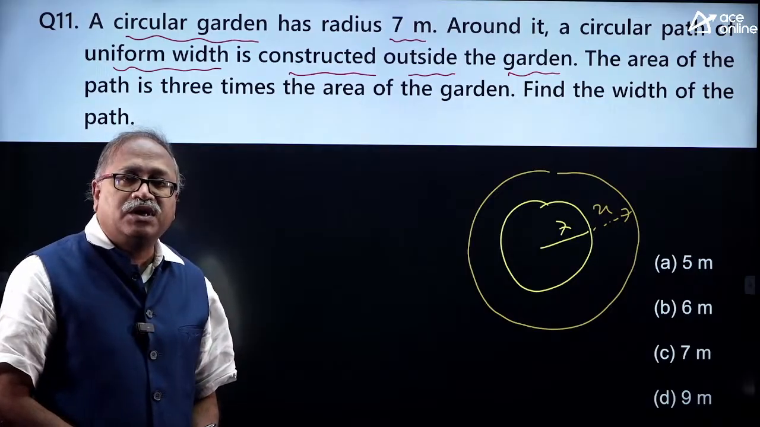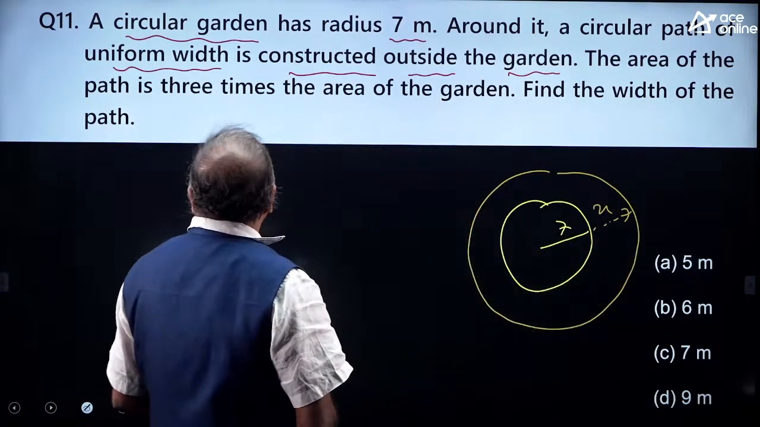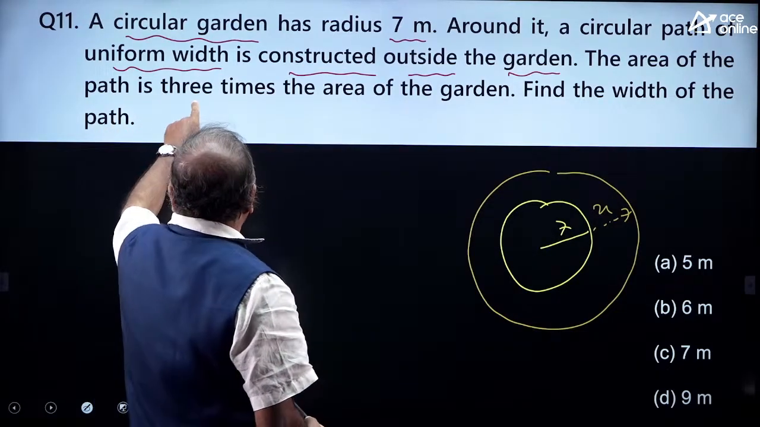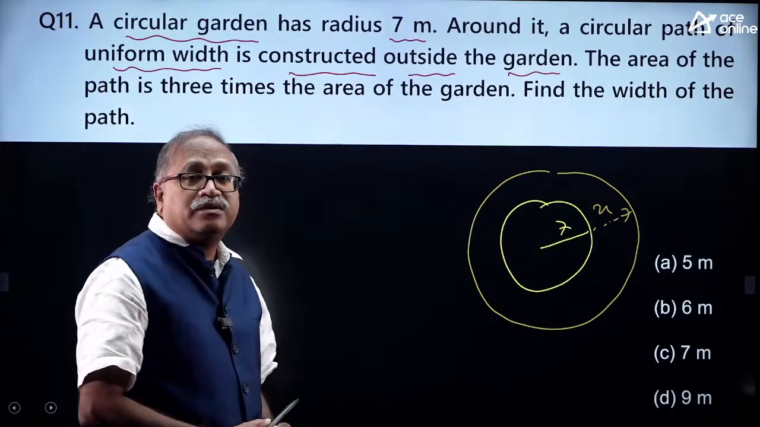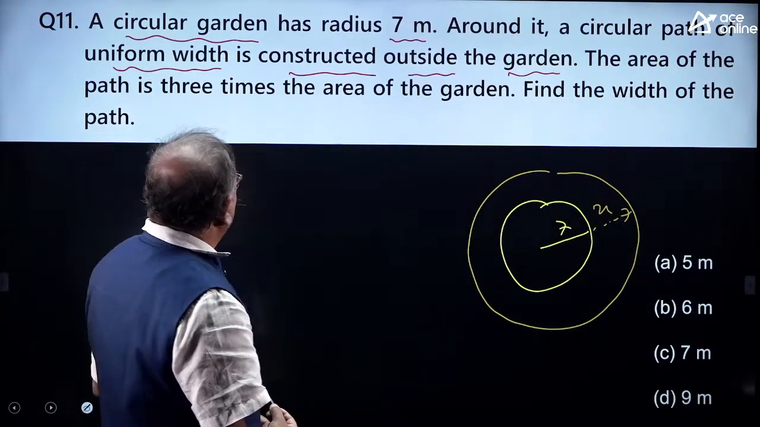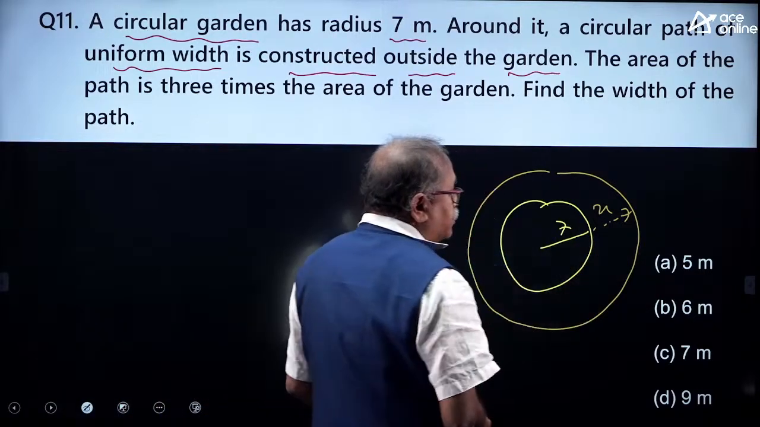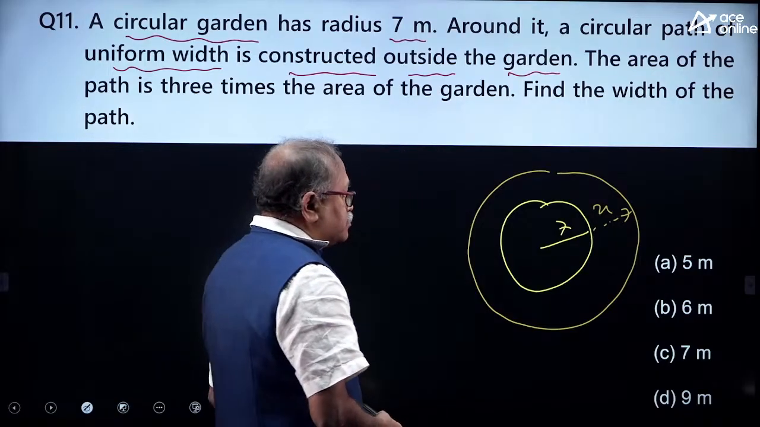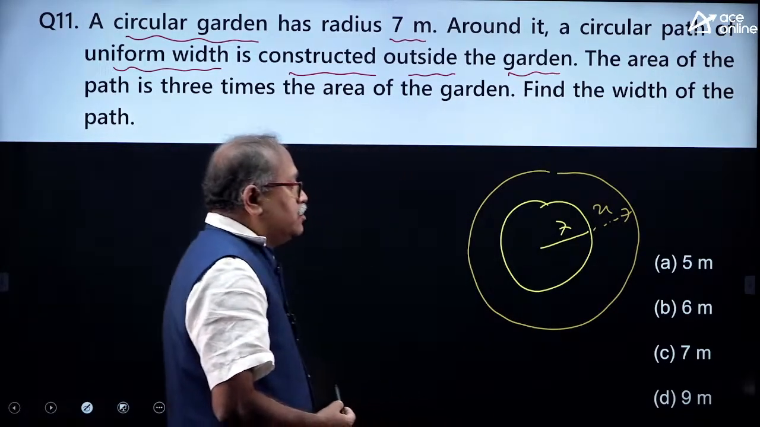So, my capital R will be 7 plus x, and the area of the path is 3 times the area of the garden. Is that clear? Now, find the width of the path. So, I need to find this x value. How do we get it, my dear friends? How do we do this one?